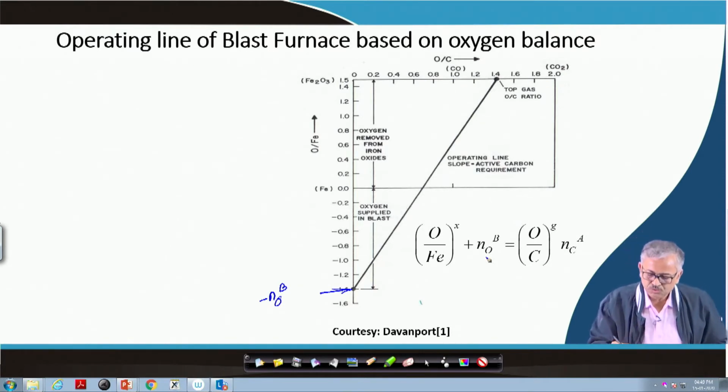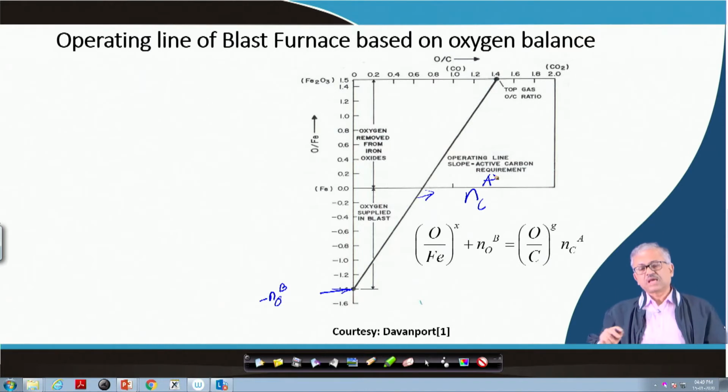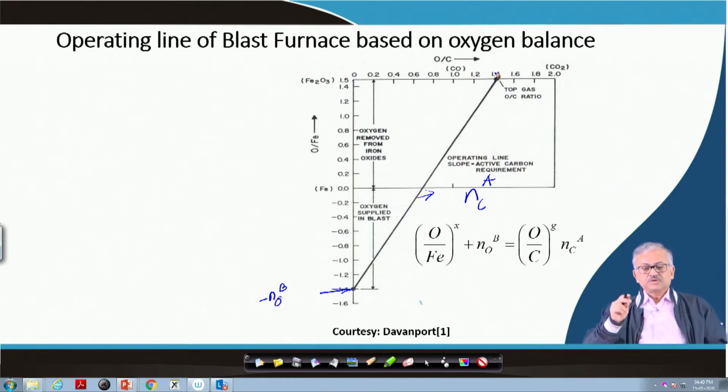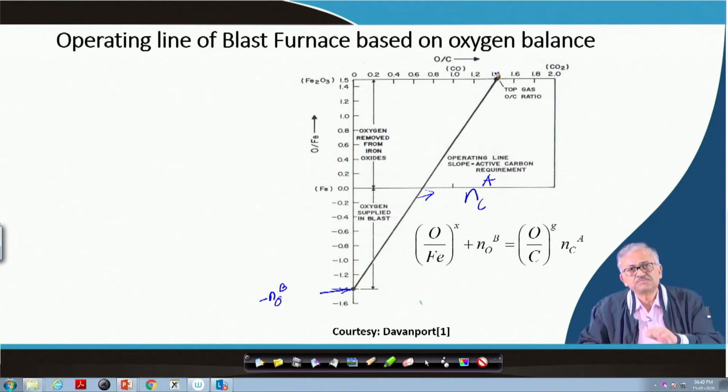The intercept basically gives you the NOV, that is minus 1.4, so NOV is equal to 1.4, and the slope gives you the NCA. NCA is the active carbon, given by the slope, and this basically gives you the gas composition, that is O by C is equal to 1.4. So, this is simply the operating line.